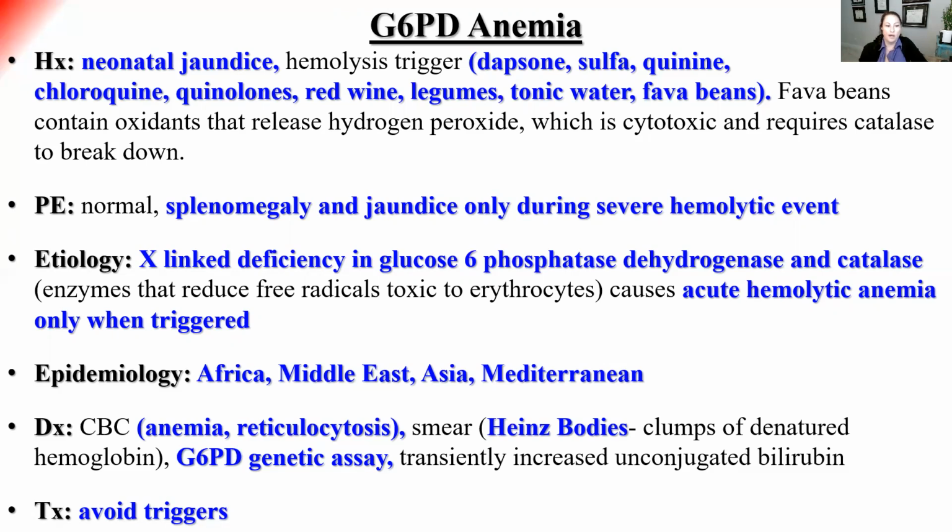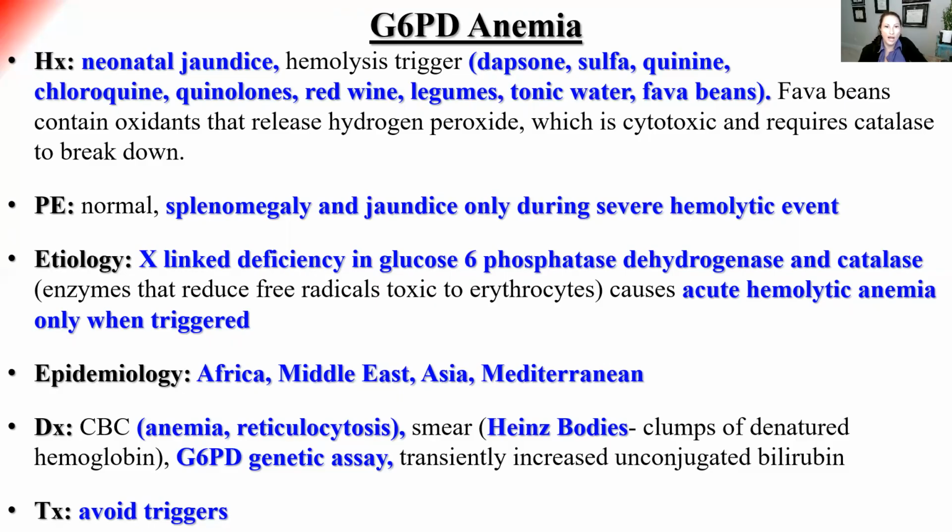Much more common in these populations, African, Middle Eastern, Asian, and Mediterranean ethnicities. On CBC, we'll see an anemia because this is a type of anemia, and reticulocytosis. The body is trying to compensate for all the red blood cells that are being broken down by making little baby red blood cells.